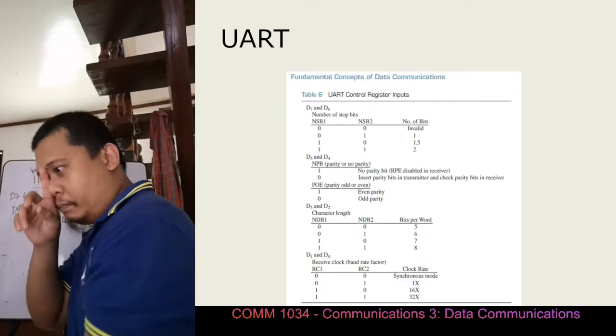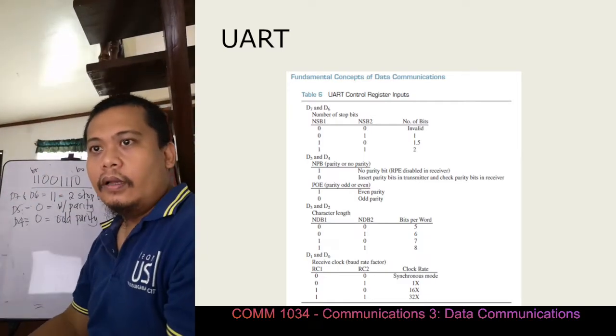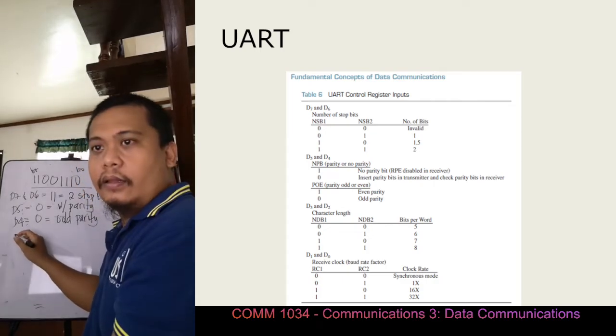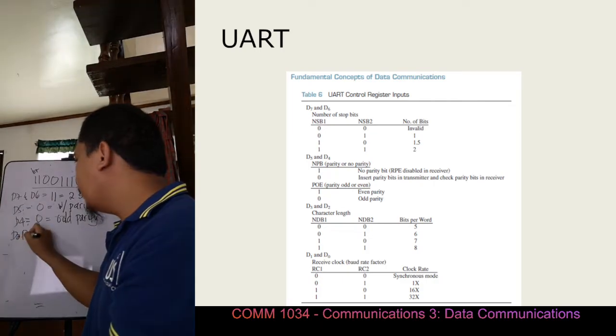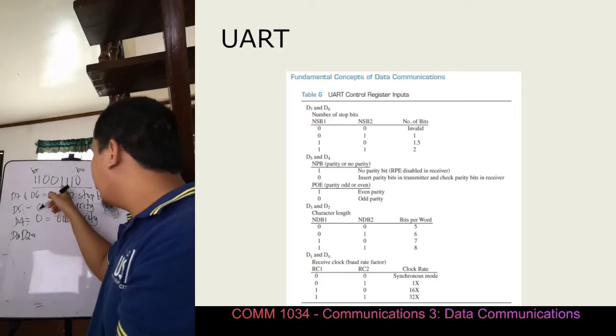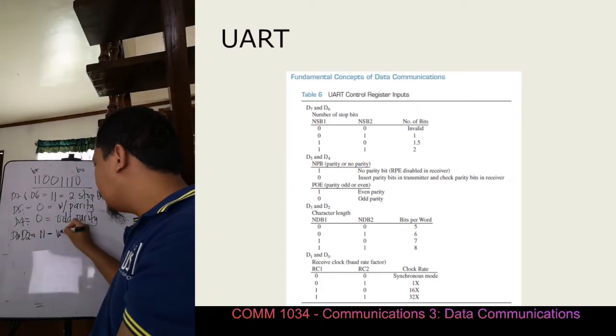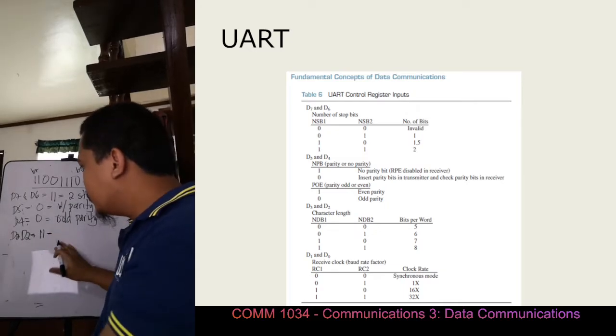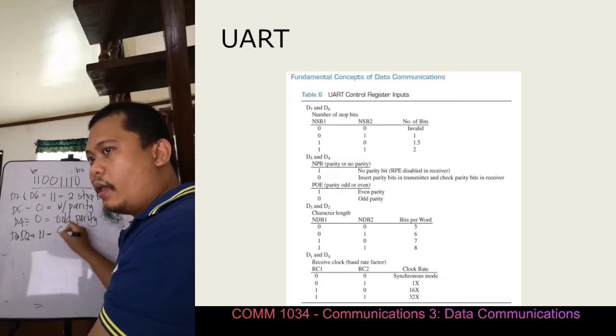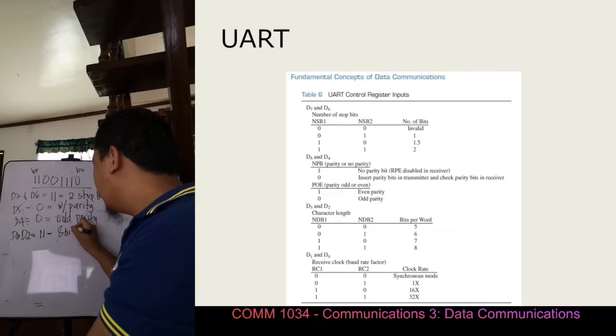Okay, next. Then we have D3, D2. So, D3, D2 is 1, 1. So, ibig sabihin, yung character natin is 8 bits. We have an 8-bit character.